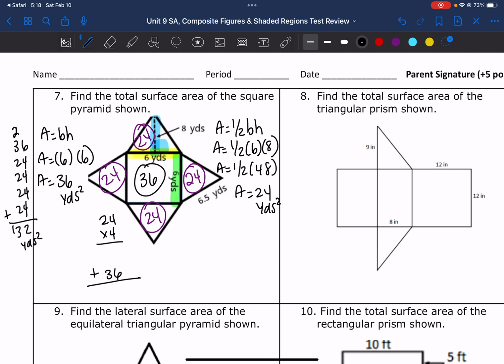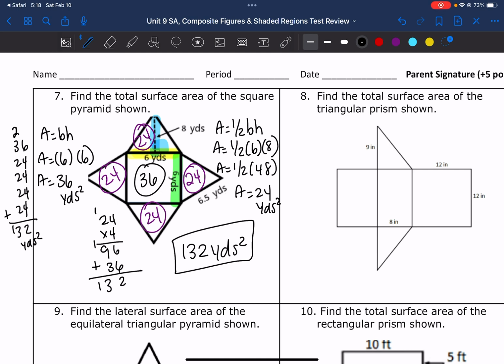If you don't want to add it all together, remember you can take 24, multiply it by 4 because there are 4 24s, okay? So 4 times 4 is 16, 2 times 4 is 8, plus 1 is 96. And then you add up 96 plus 36. 6 plus 6 is 12. So you still get 132 yards squared as your final answer.